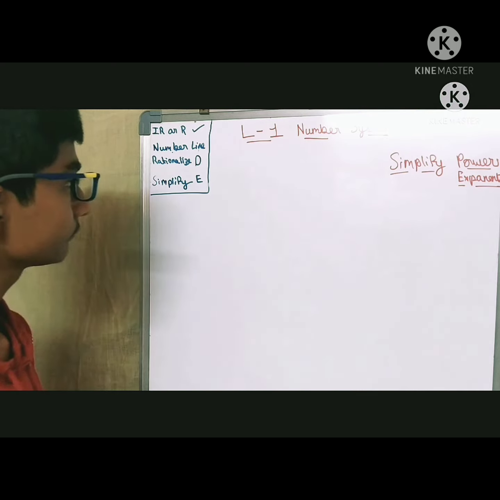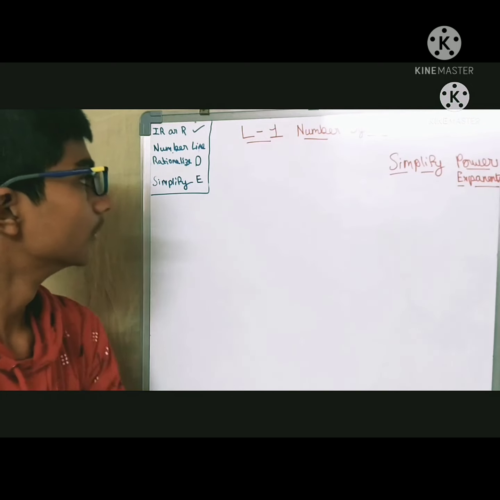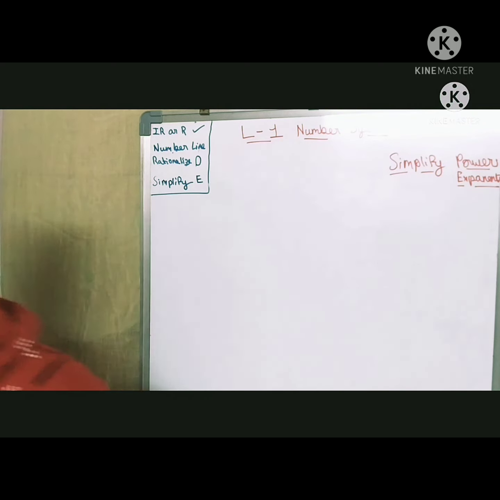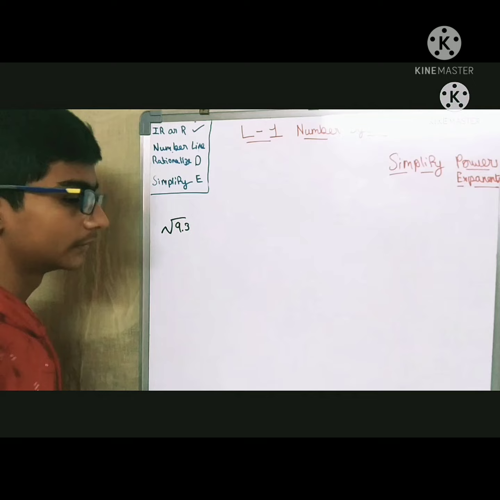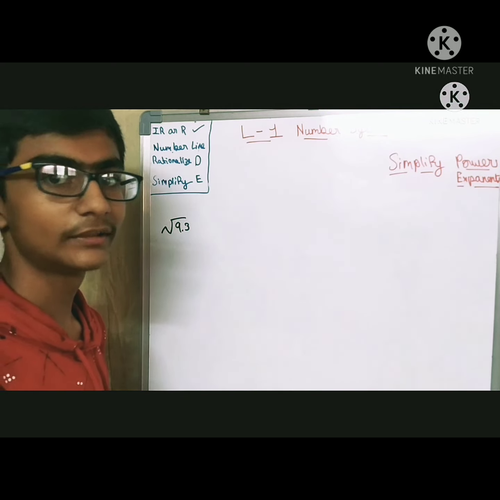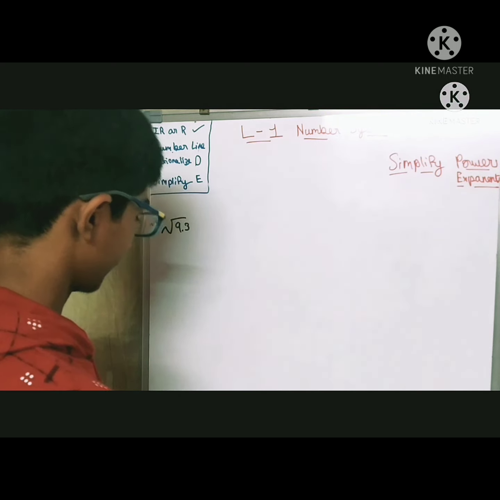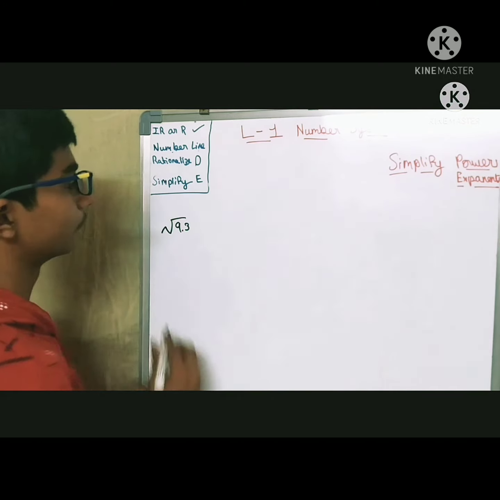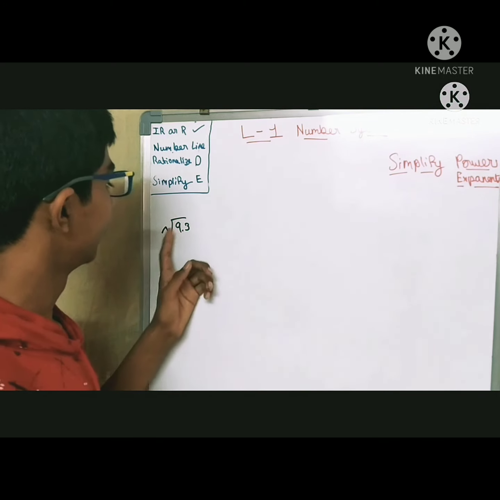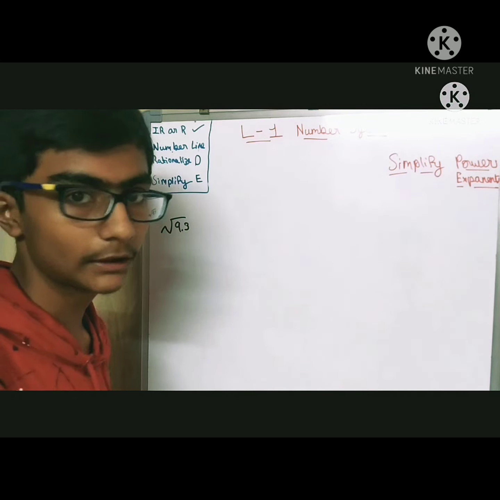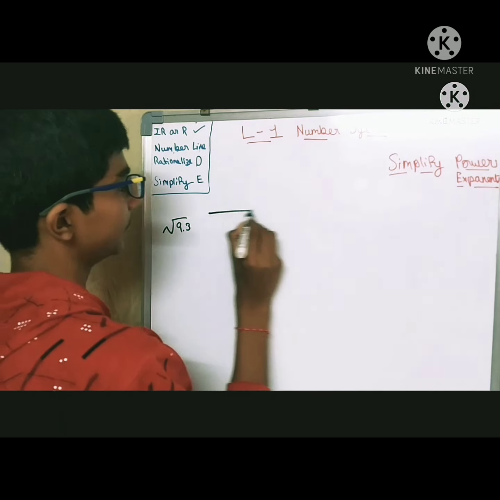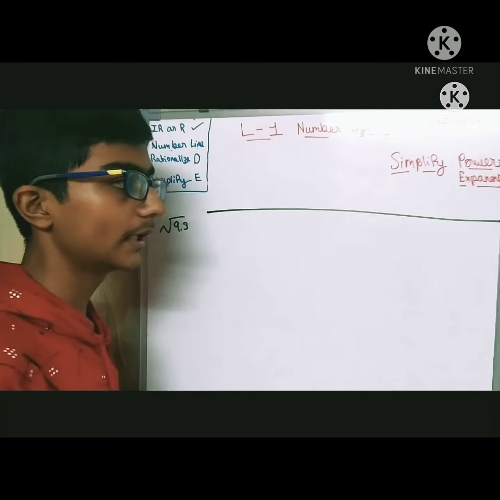So now let me take, yeah. In the textbook it's given under root 9.3. So we will take under root 9.3 as an example. Now how do we represent under root 9.3 on the number line? First of all we will have to make a number line. So let's make a number line.